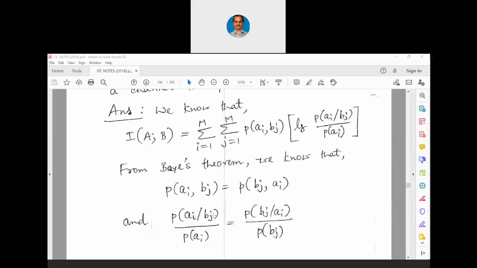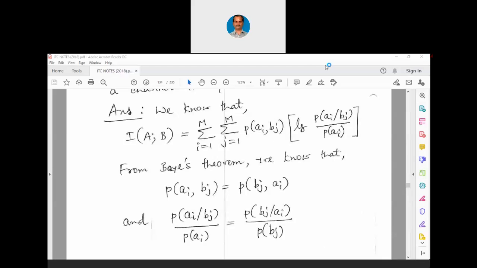Now, P of Ai given Bj into P of Bj is equal to P of Bj given Ai into P of Ai. That way the joint probability is symmetric. And this ratio is also symmetric, again from the Bayes theorem only. P of Ai given Bj divided by P of Ai is equal to P of Bj given Ai divided by P of Bj. We can use this terminology here also. Wherever we have this log of P of Ai given Bj divided by P of Ai, we can replace it in this way also, with P of Bj given Ai divided by P of Bj. And this P of Ai comma Bj, we can replace it as P of Bj comma Ai also, because they are symmetric.